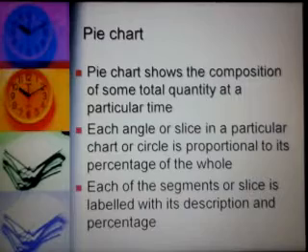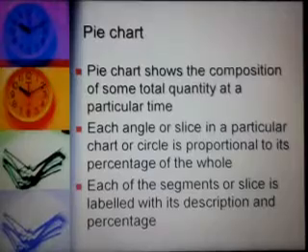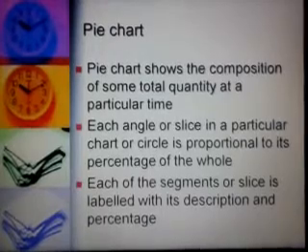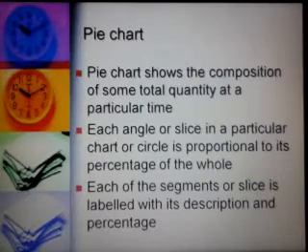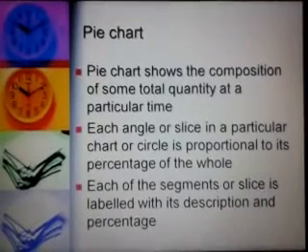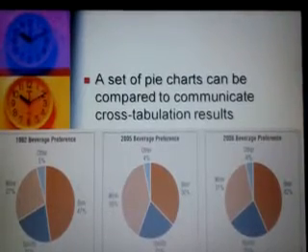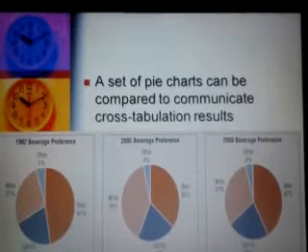Similarly, we can use pie charts for many other types of business research, where we are trying to find out the composition of some total population. Each angle or slice in a particular chart or circle is proportional to its percentage of the whole. A pie chart is a circular chart. We'll show just an example. So these are pie charts, and they have some angles or slices.